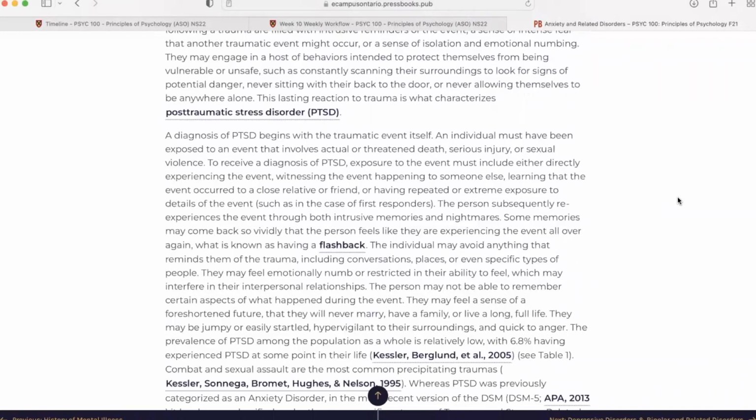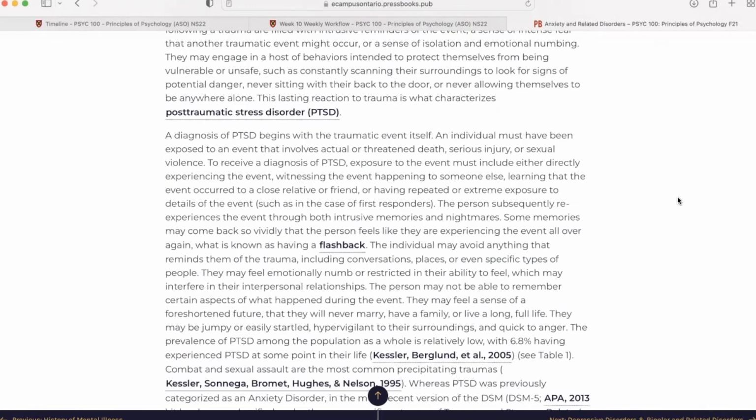A diagnosis of PTSD begins with the traumatic event itself. An individual must have been exposed to an event that involves actual or threatened death, serious injury, or sexual violence. To receive a diagnosis of PTSD, exposure to the event must include either directly experiencing the event, witnessing the event happening to someone else, learning that the event occurred to a close relative or friend, or having repeated or extreme exposure to details of the event, such as in the case of first responders.